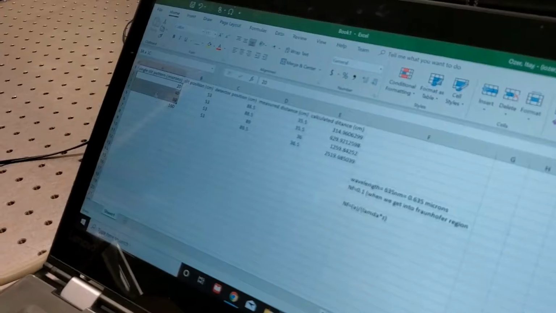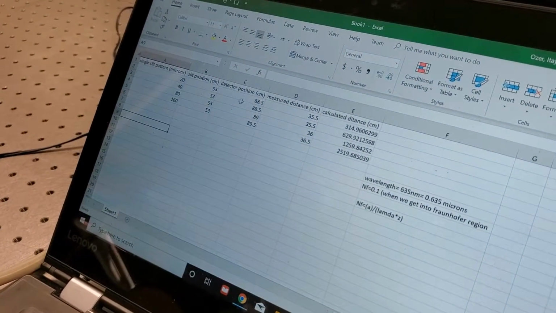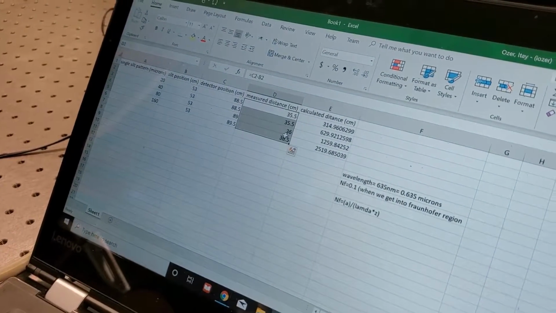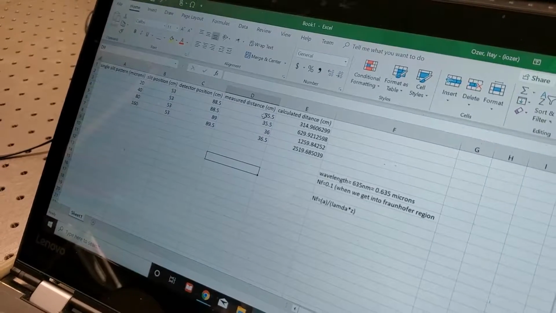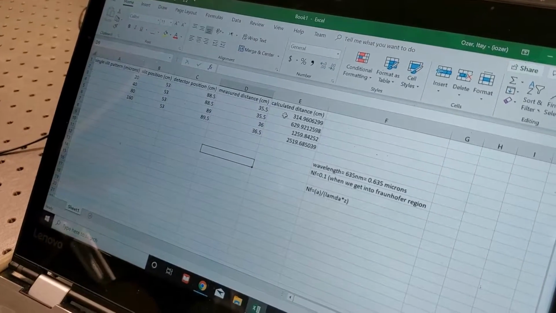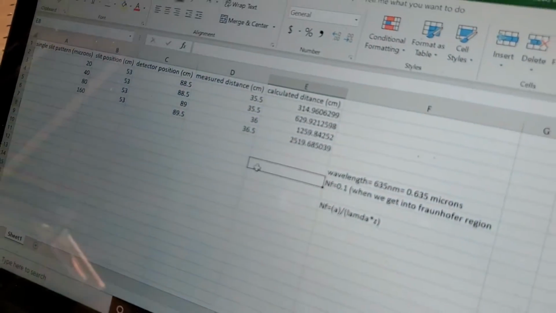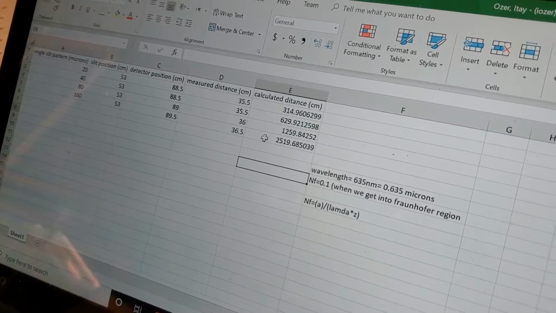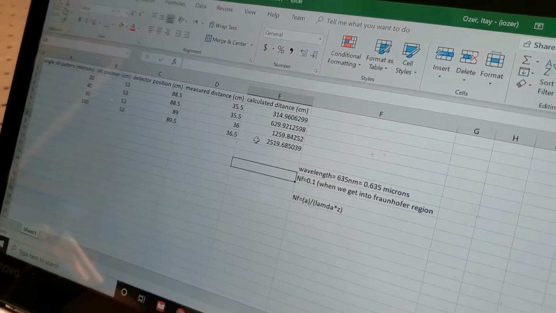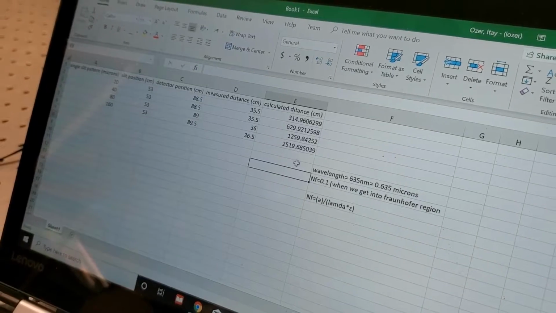As you can see, we got 4 different single slits, and we measured each one's distance. They are pretty similar here. As we can see, the distance is very different than the calculated distance, and that's because of a modified lens that makes it possible for us to do it in the lab.